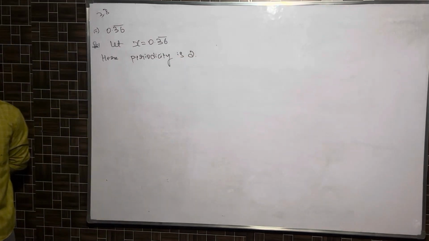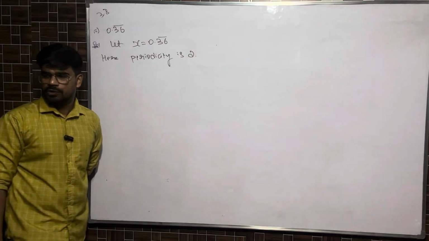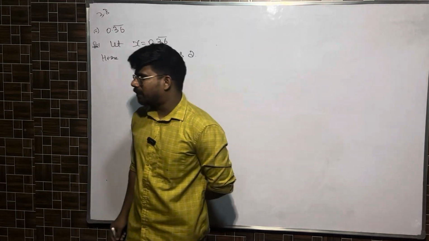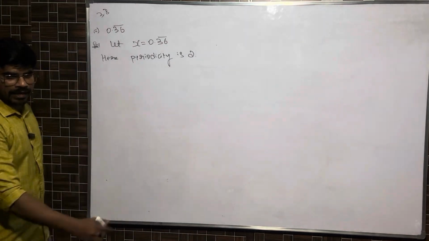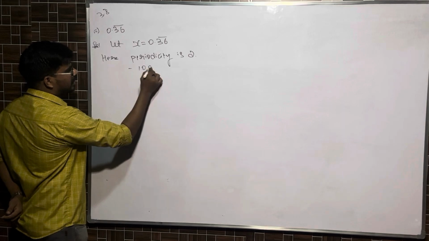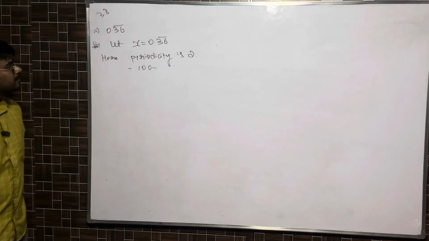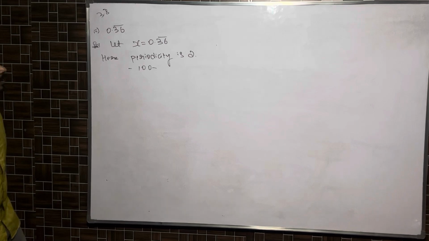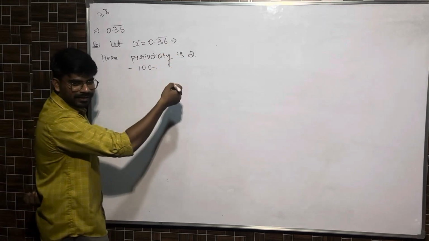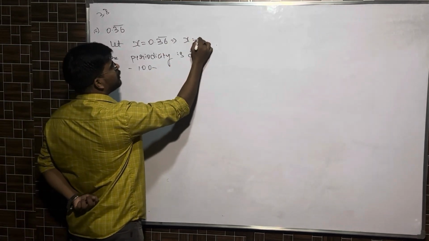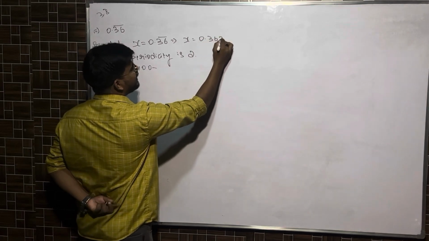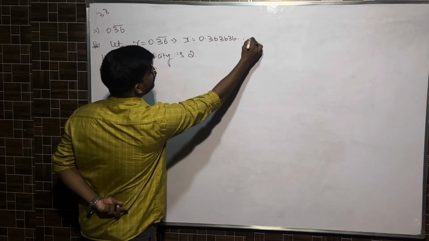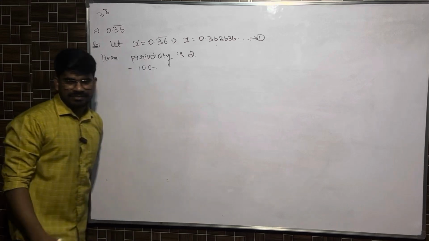If the periodicity is 2, by what number are we supposed to multiply? 100. Multiply both sides by 100. I am just writing it like this. Understand? Which means x is equal to 0.36. We'll write it here, not an issue. x is equal to 0.363636, and so on. This is equation 1.